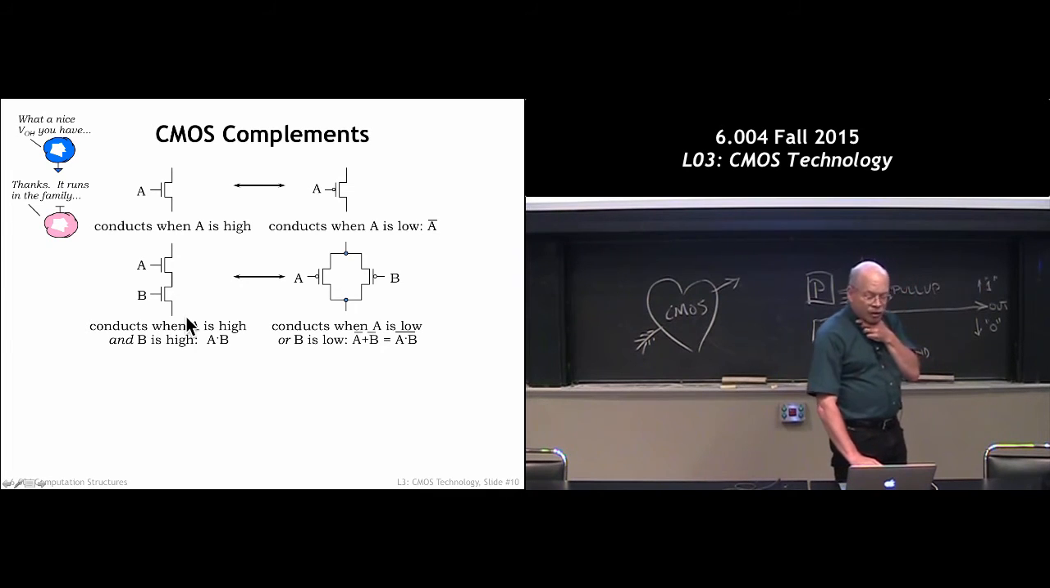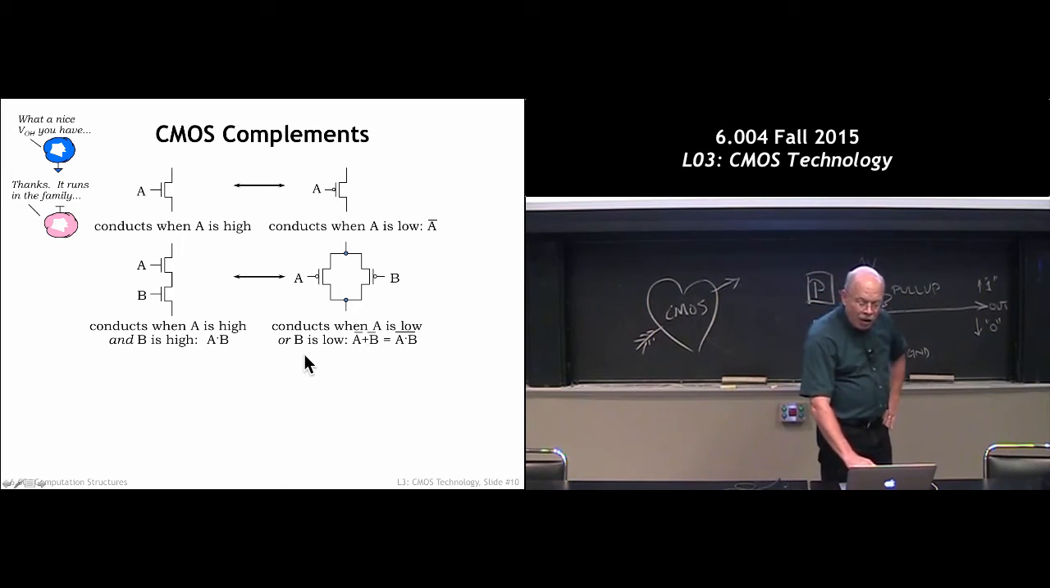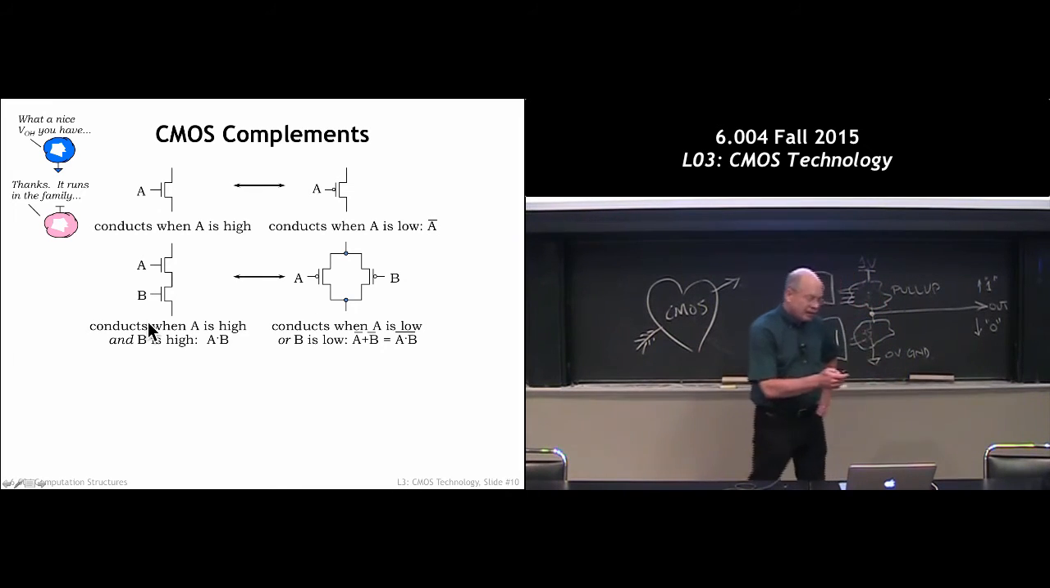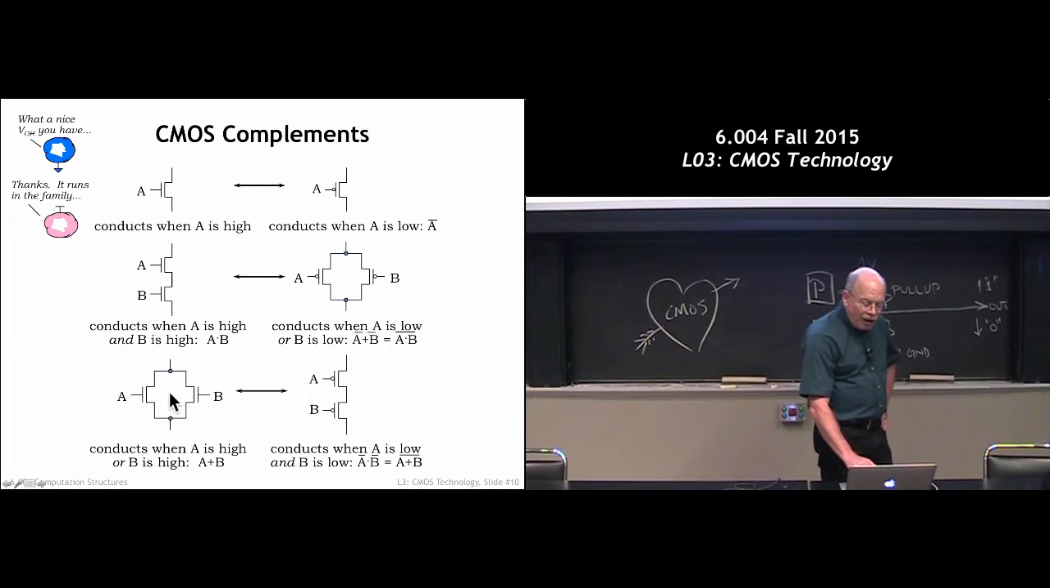The complementary circuit is two P FETs in parallel. This guy conducts when A is low or when B is low. So you can see that if this guy is conducting, this guy isn't, and if either A is low or B is low, then there is no path through this circuit. So those are complementary circuits themselves. And finally, we have parallel N FETs and series P FETs, and that's the other form of complement.